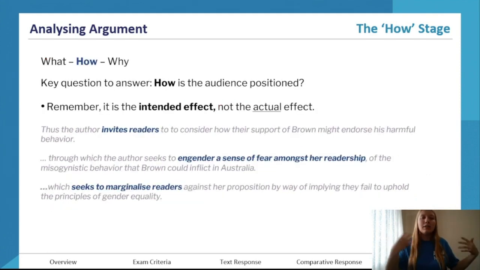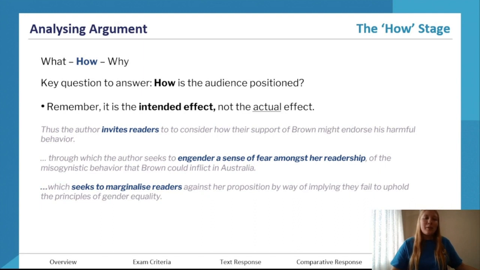Now how? We answer how the audience is positioned. So this is the intended effect, not the actual effect. What does that mean? The intended effect is simply what effect the author is aiming to create towards their audience, how it's meant to make them feel or think. But we can't say it's the actual effect because also we don't know what the actual effect is, guys.